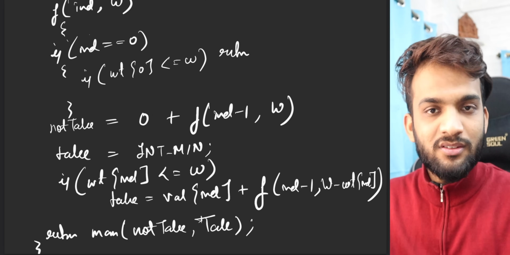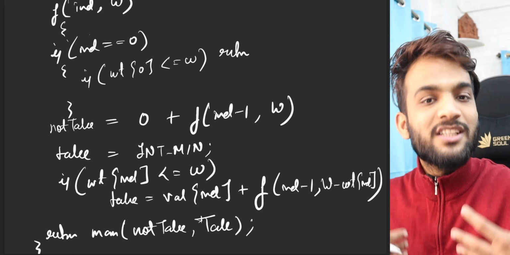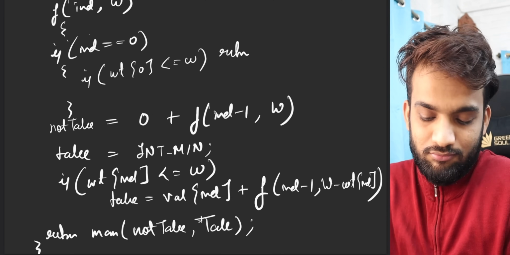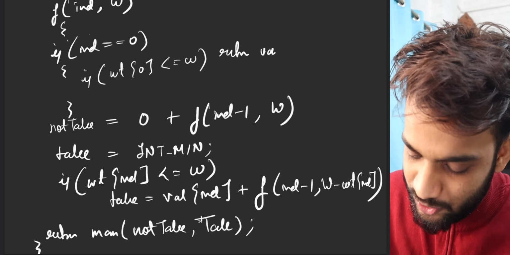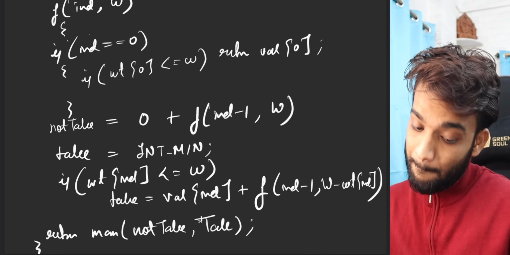And if I take this, what is the function giving? The max value. So it's a single element. There's only one value that you will get, which is value of 0. Makes sense.